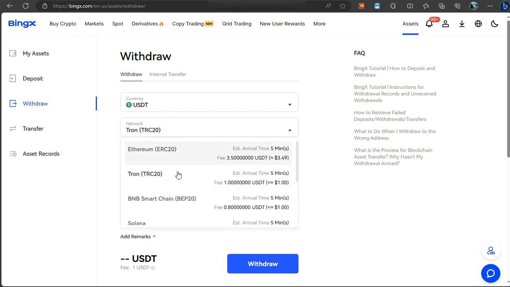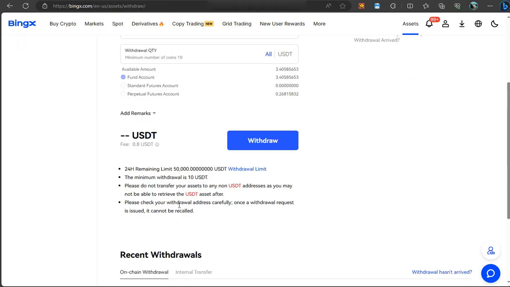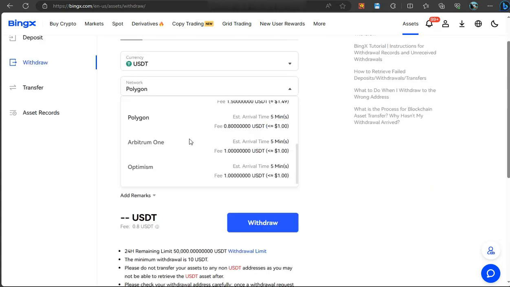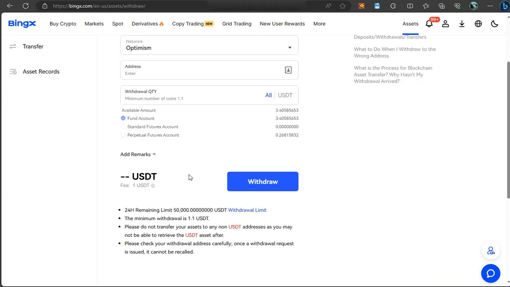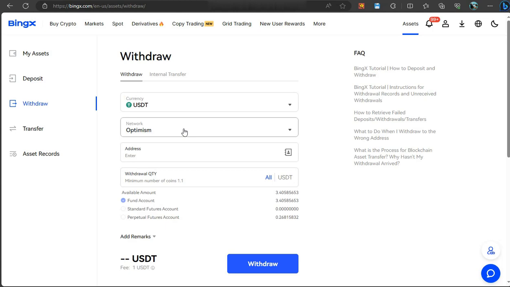But this one depends on the network also, because when we use Polygon, we can see that the minimum withdrawal is 10 USDT. So you can just look for a network that can allow you to withdraw something like, you see, the minimum withdrawal here is 1.1 USDT with the Optimism network. So you just look for a network that can allow you to send a minimum withdrawal of 1.1. So the minimum withdrawal depends on the network, the crypto network, the network which the crypto will pass through.